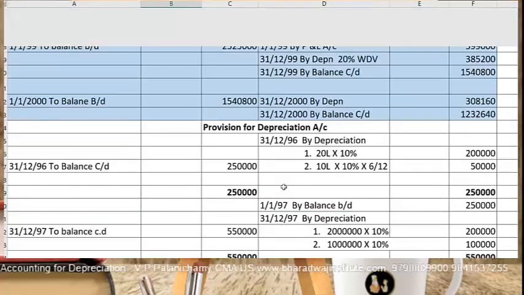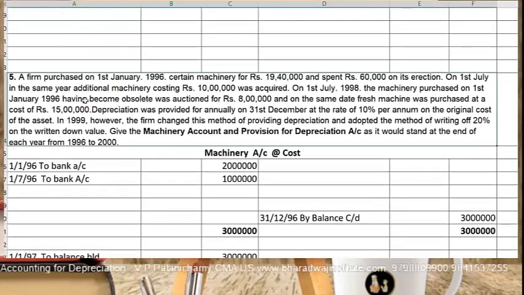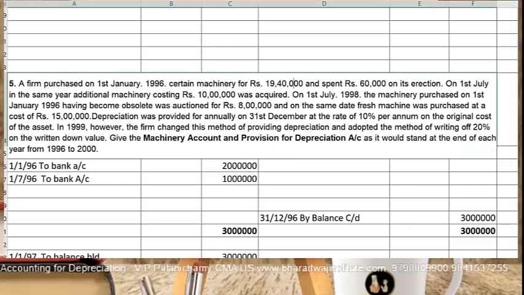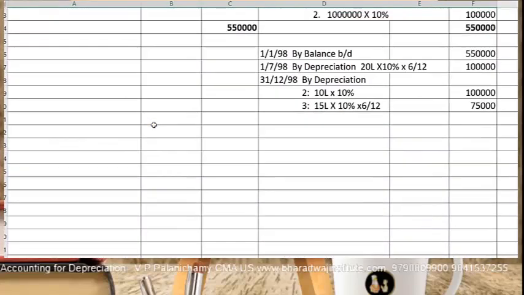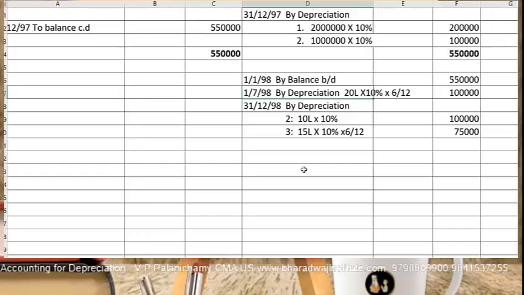Look at the problem. In 1998, we are selling the asset and it is sold for 8 lakhs. Plus we are purchasing a fresh machine. We'll see how to account for it. First let us provide depreciation till the date of sale. On 1998, by depreciation, for the first machinery 20 lakhs into 10% for 6 months, we will provide depreciation.